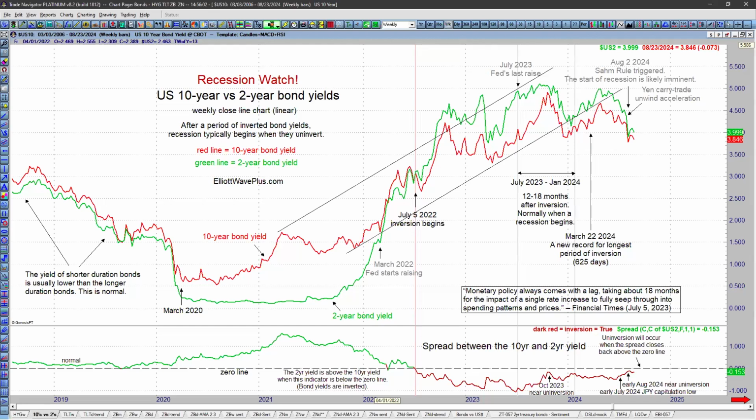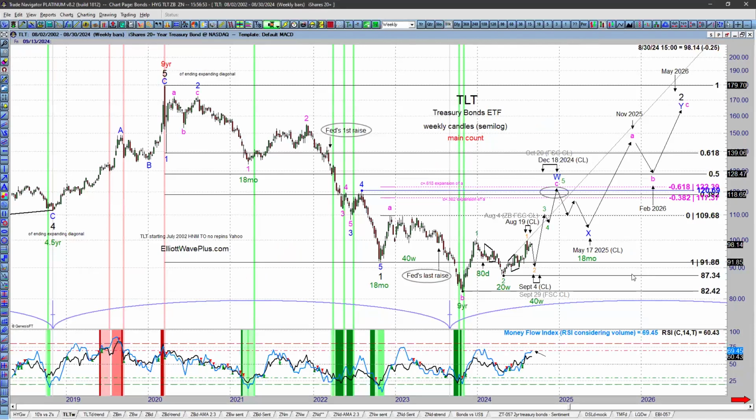I want to move on now to a couple of additional charts. This is my TLT wave count. So this is bonds, kind of the most popular ETF for trading bonds in the U.S., non-leveraged. And I want to point out the way my charts look and some additional information that shows on my charts.